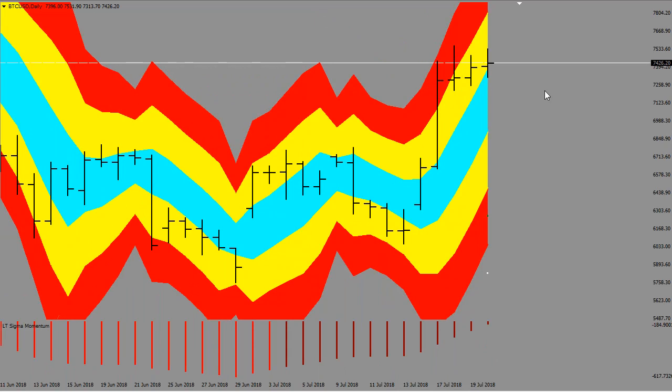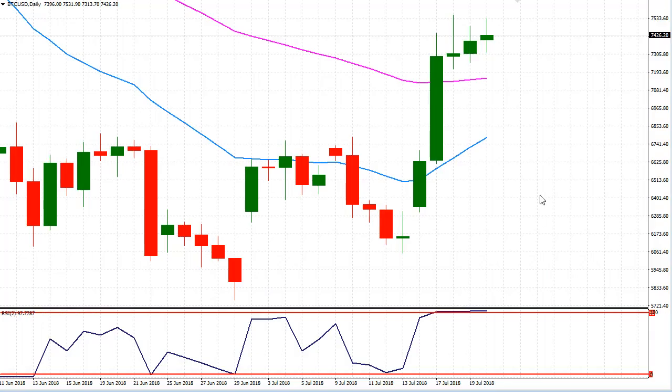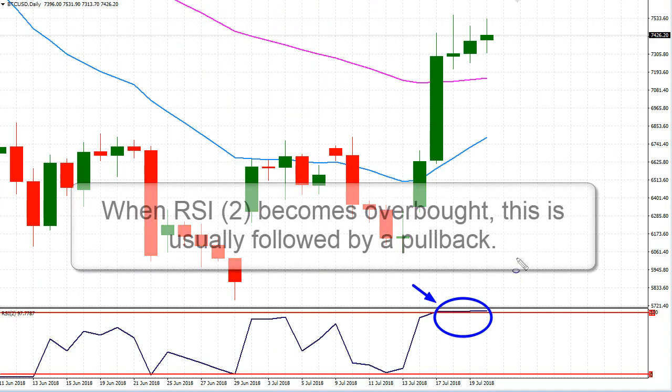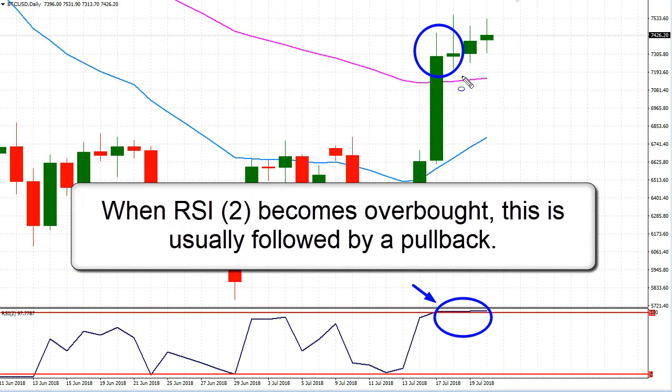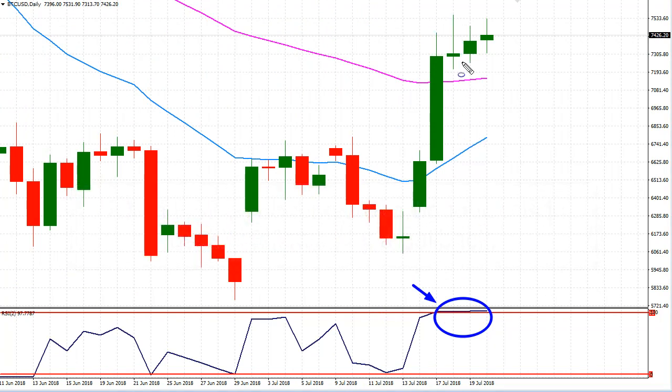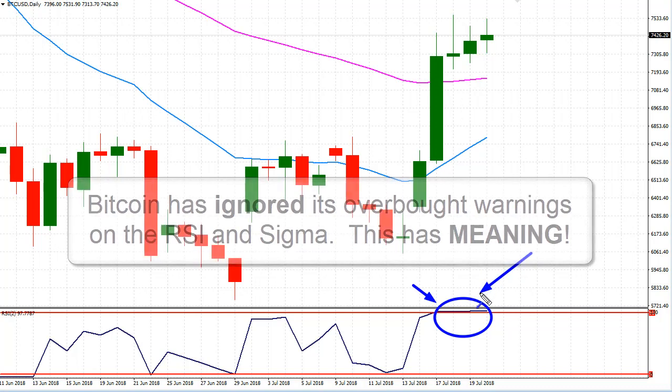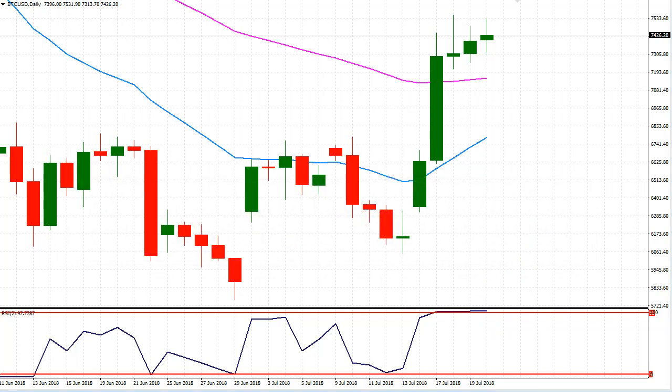Now, you'll see also the same thing with the RSI. As I just showed you, price goes into the extremely overbought RSI, again, the setting of 2, and notice that price has not reacted. Usually in a situation like this, price goes into the RSI overbought, and normally this is followed by a pullback. Again, by a pullback, I'm just talking about a reversion back to the mean, a reversion back to the averages, like the 8 to the 21 moving averages. It has not done that. In fact, if anything, what the price of Bitcoin has done is to ignore its overbought signals, both on the RSI and also on the Sigma.